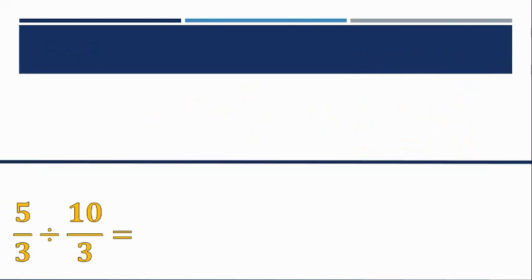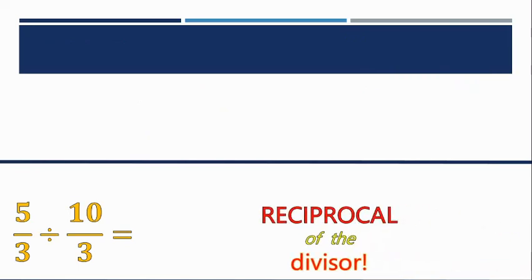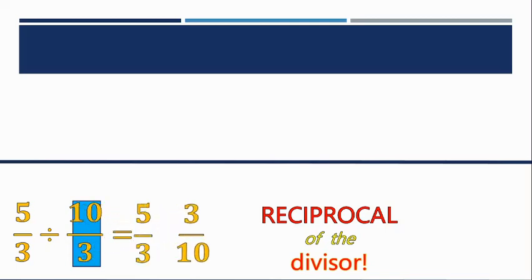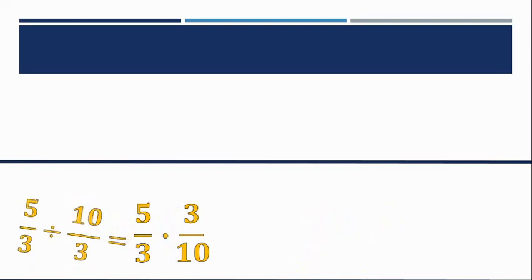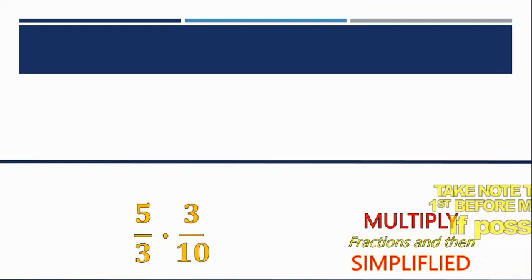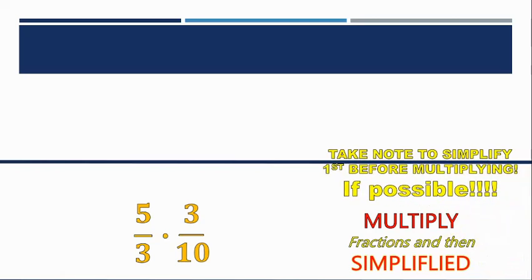Next, how about 5 over 3 divided by 10 over 3? So first, get the reciprocal of the divisor. So our divisor here is 10 over 3, since it is the number after the division operation. So get its reciprocal, that would be 3 over 10. So after getting its reciprocal, we may now proceed to multiplying them. But take note, before multiplying, you may simplify first if possible.